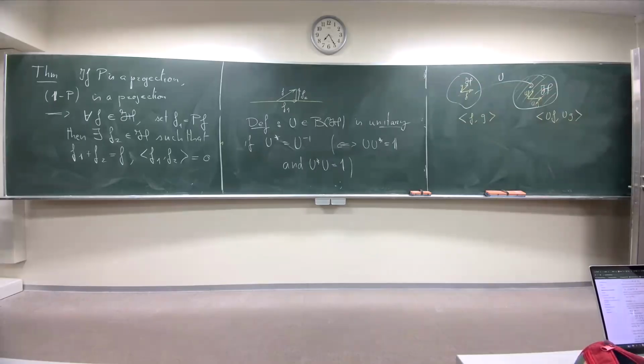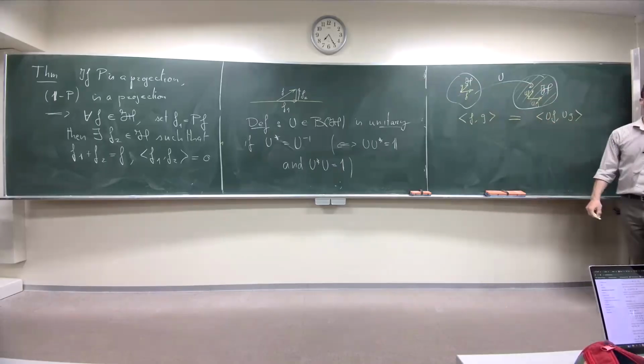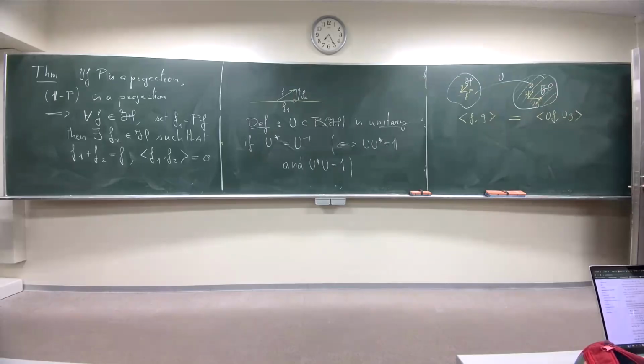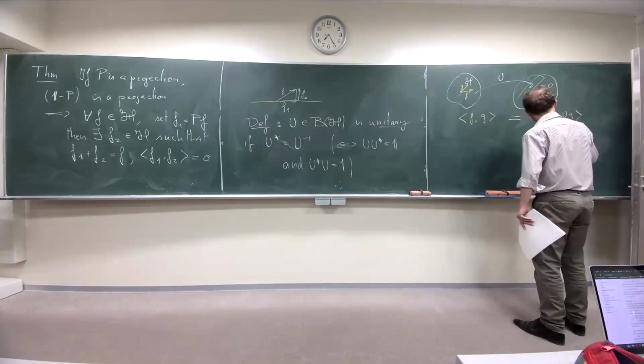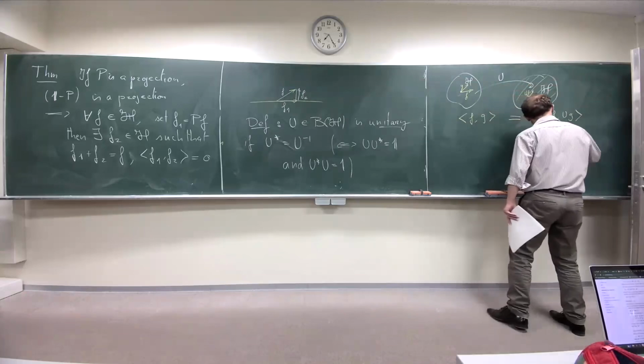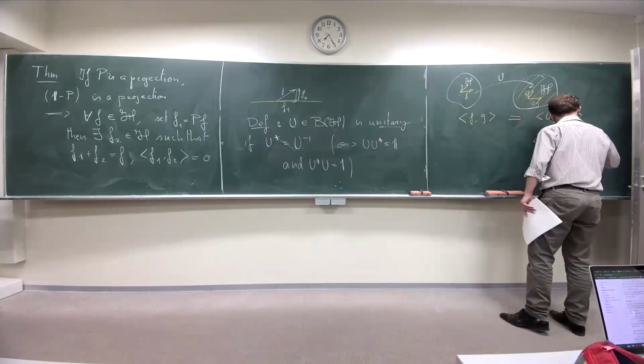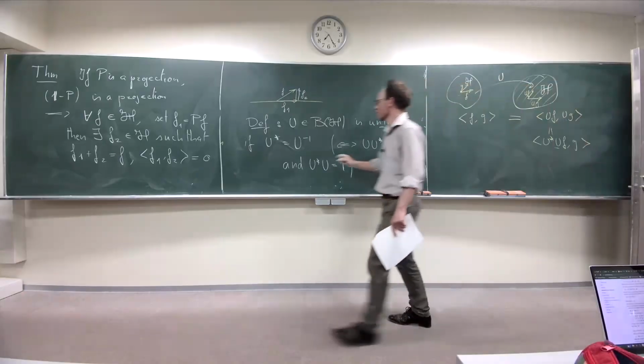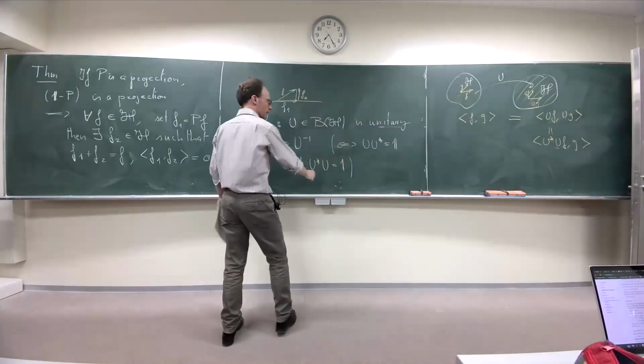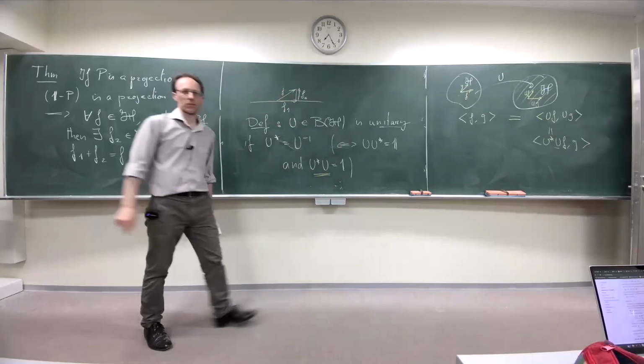Kato-san, what can I say? They both lie on two subspaces. Also, not always you, somebody else. These two numbers are equal. Why can you see it? Just use a property. This guy is nothing but I can put the adjoint here, U star U F, G, and by definition, this product is identity.